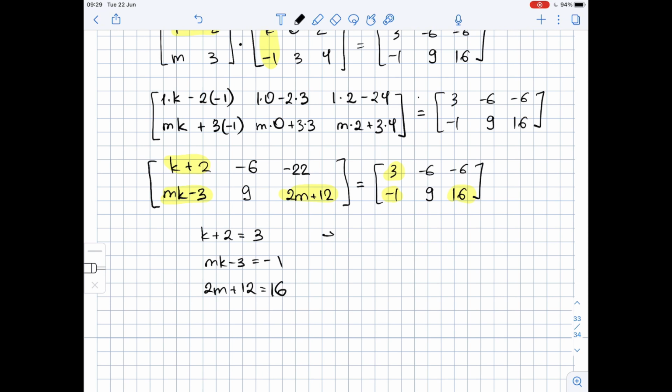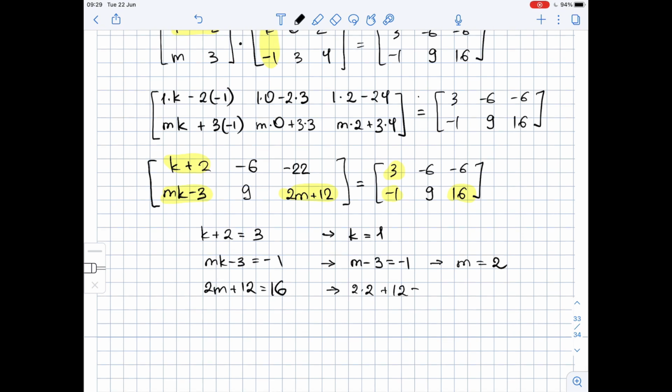So from the first one, we get that k equals 1. Then from the second one, we substitute 1 for k, and we get that m minus 3 equals negative 1, so m equals 2. And in the third one, we just substitute 2 for m and check if it's right. So 2 times 2 is 4 plus 12, it actually equals 16. So that means that k equals 1 and m equals 2.